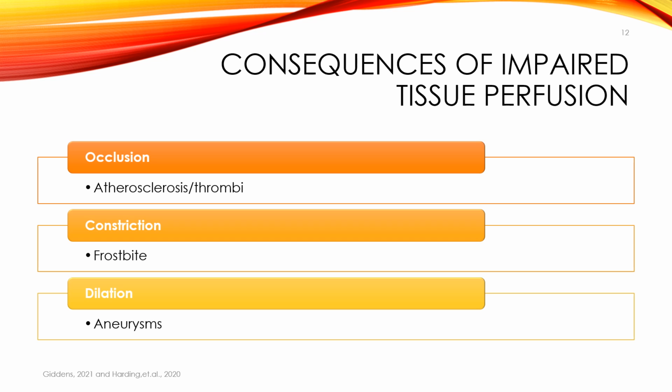All right, so impairment of tissue perfusion is associated with three things: occlusion, constriction, or dilation of arteries and veins. So when we look at occlusion, we can think about things like atherosclerosis, where that plaque gets built up inside those arteries, or a thrombi, where I have a blood clot. I can think about constriction, so an example might be frostbite. Or I can think about dilation, like an aneurysm, okay?